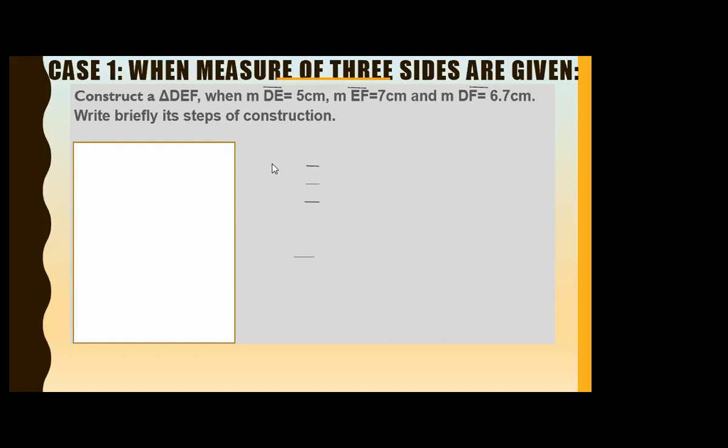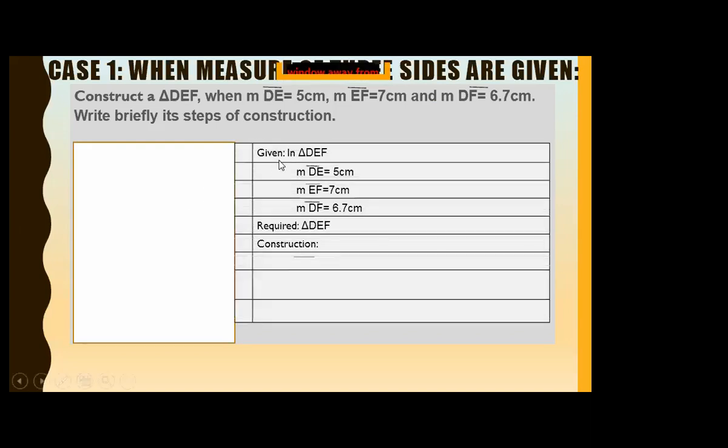First write down given. In triangle DEF, measurement DE, measurement EF, measurement DF is given. Please, if DEF is given, write down DEF. Don't make the mistake of writing ABC because you are habitual of writing this. Now, what is required is to construct triangle DEF.